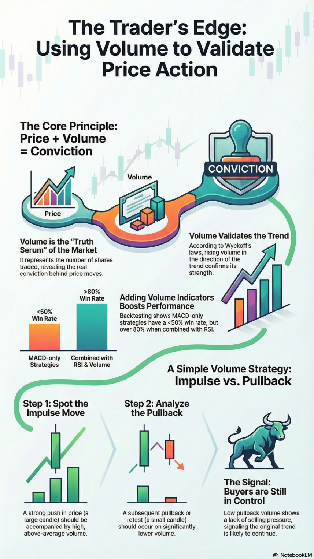Think of it this way. Price might bounce off support, but if it does so on tiny volume, that bounce is suspect. It might easily fail on the next test. But if it bounces on surging volume that's clearly above the recent average, you have confirmation of strong institutional-level buyer participation.